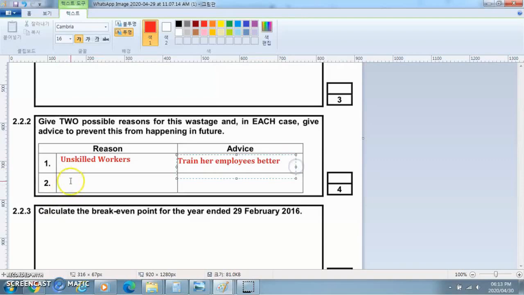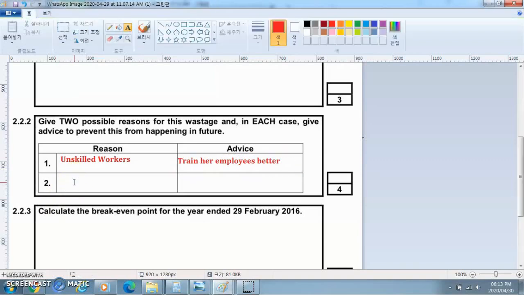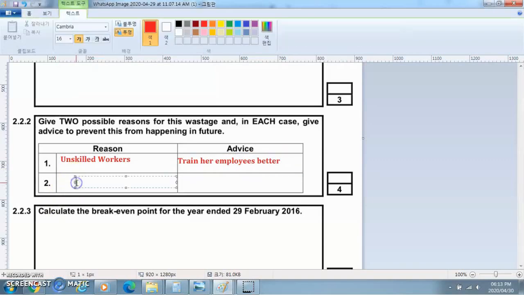And then another one that you can give out, you can say what? Poor quality material. So if the material is not of proper quality, we are bound to cut it not properly because I don't know how I can explain it, but just try and make sense of it.